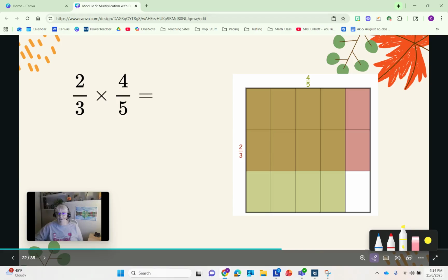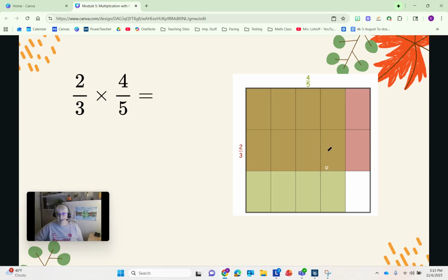Now there's a part that overlaps where the color is different. The red color is showing 2/3. The greenish color is showing 4/5. And this area here is where they overlap. And that's the magic answer. That's the answer to the problem. So we need to write our answer as a fraction.